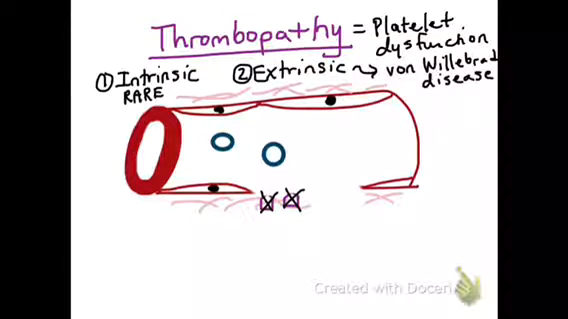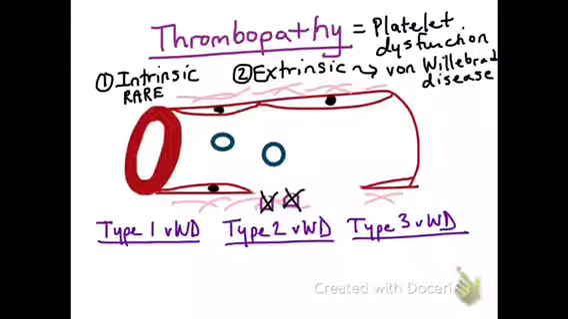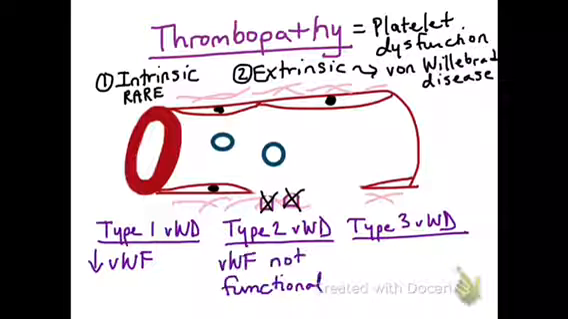There are 3 types of von Willebrand disease recognized in animals, and they're called type 1, type 2, and type 3. Type 1 von Willebrand disease is a deficiency of von Willebrand factor. Type 2 von Willebrand disease is when von Willebrand factor is present, but its structure and function is abnormal. Type 3 von Willebrand's disease is when there's a near absence of any von Willebrand factor.